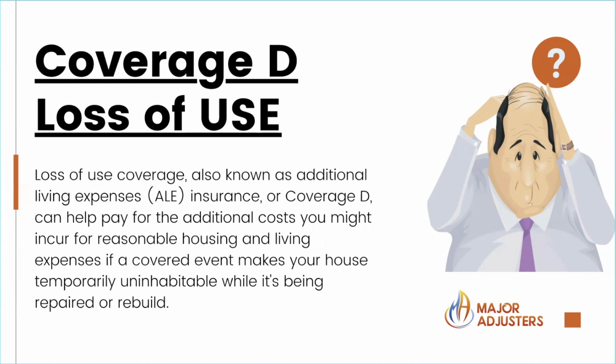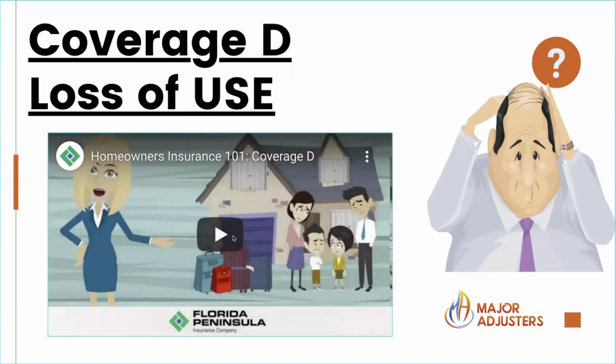For the test, you want to know that when your home isn't habitable, you want to be able to exercise your ALE costs. They also cover things like food when you're out of the home. So if you're in a hotel, they'll want to be able to cover your food. Let's take a look at a family that needed some homeowners coverage D.